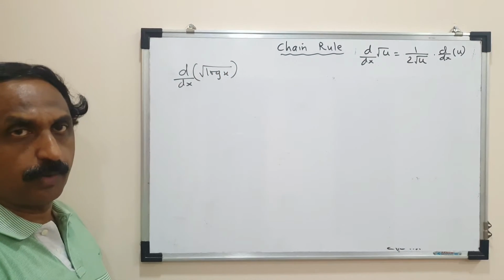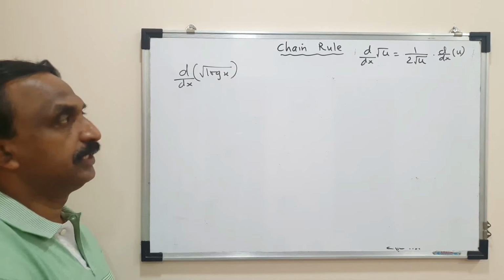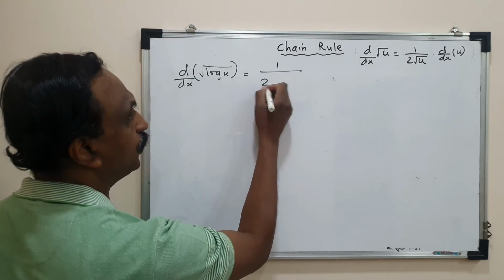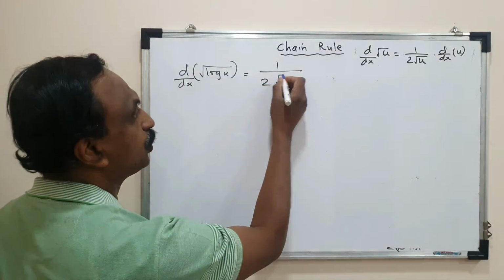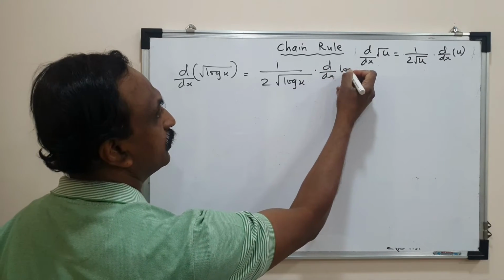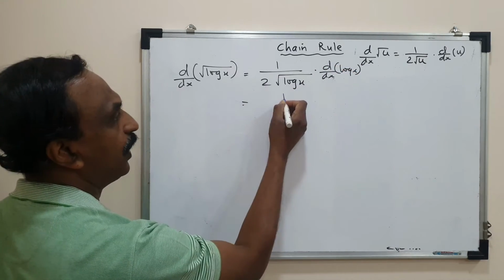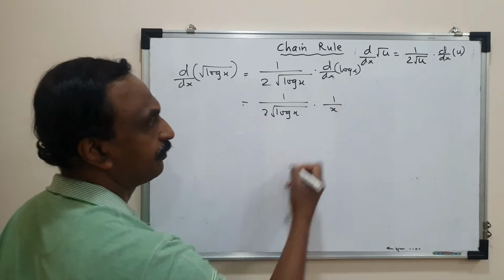Root log x. So our formula is: half is the power. That means 1 by 2 will be there. So 1 by 2 raised to half minus 1 becomes minus half. So directly root of log x into derivative of log x. So your answer is 1 by 2 root log x into 1 by x.